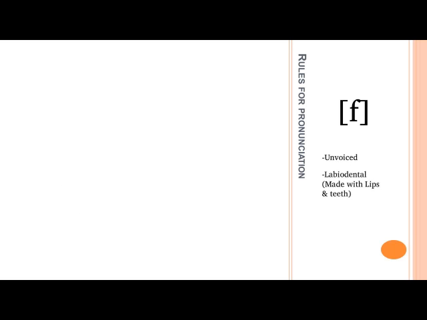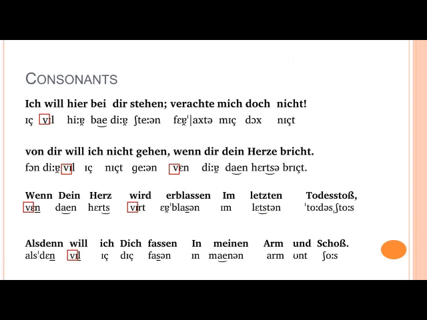Now the next sound we come to is f, and it's the unvoiced pair of v. So unvoiced means that there is no vibration when the sound is made. And this is also labiodental, which means it's made with the lips and the teeth. So let's look through this text again and find all the f sounds. There's a few.